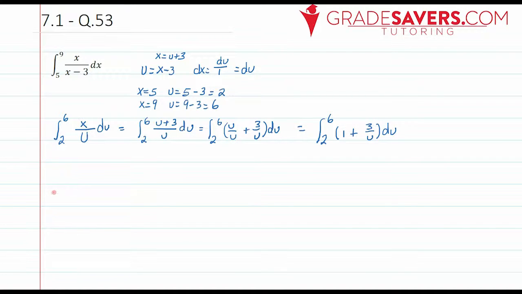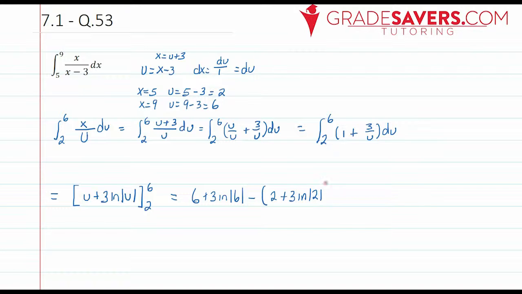And now we take the integral. It becomes u plus 3 ln absolute value of u from 2 to 6. And we should plug in the top, then plug in the bottom, and take the difference between the two. So let's begin by plugging in the top. 6 plus 3 ln absolute value of 6 minus, and we'll use brackets here, 2 plus 3 ln absolute value of 2.